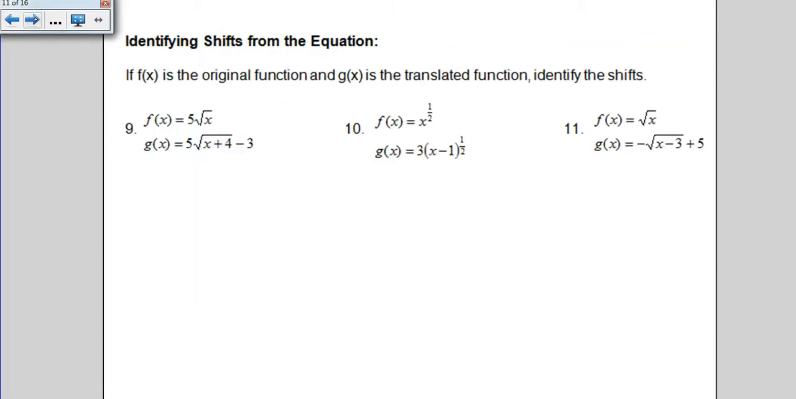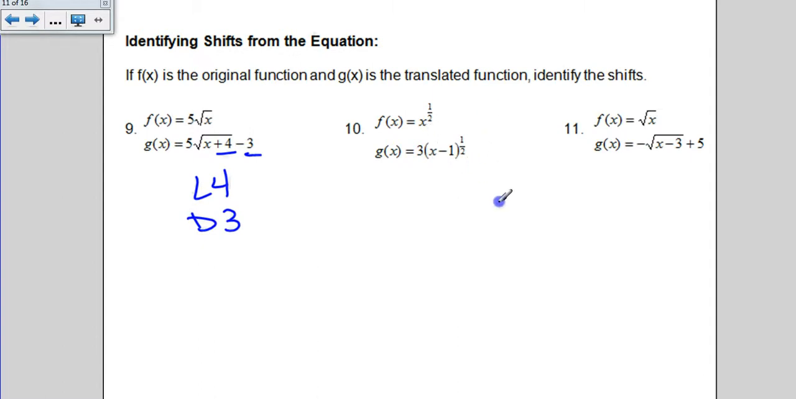And then this next section, I want you to identify the shifts of the graph. So the F is the original graph, and then the G is the shifted graph. So you're going to tell me whether it's been shifted right, left, up, down, or whether it's been reflected. So when I look at G for number 9, the 5 is original to the graph, so that's not different. But this +4 inside by the X means a left 4, and then this -3 outside means a down 3. So all you need you to do in this section is identify those shifts.